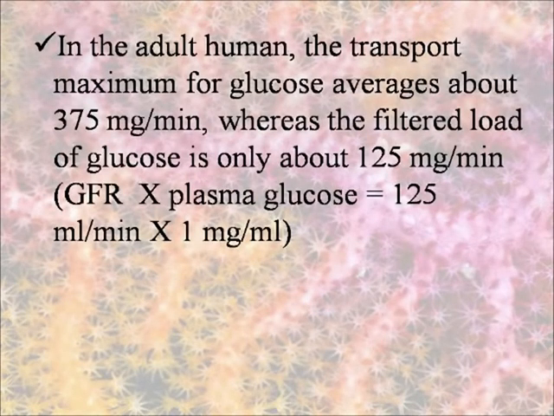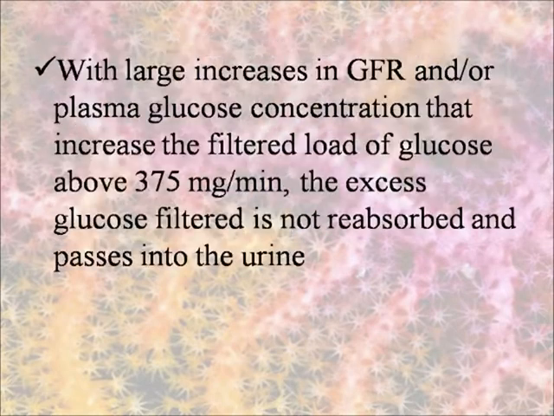In the adult human, the transport maximum for glucose averages about 375 mg per minute, whereas the filtered load of glucose is only about 125 mg per minute. With large increases in glomerular filtration rate and/or plasma glucose concentration that increase the filtered load of glucose above 375 mg per minute, the excess glucose filtered is not reabsorbed and passes into the urine.